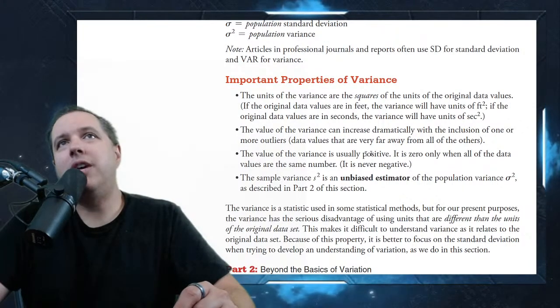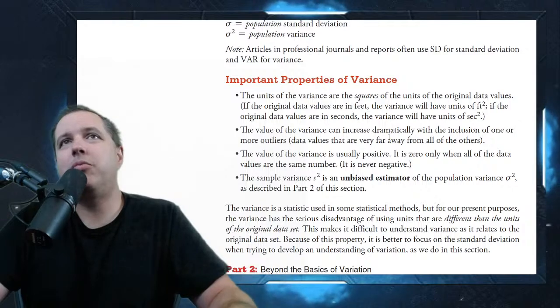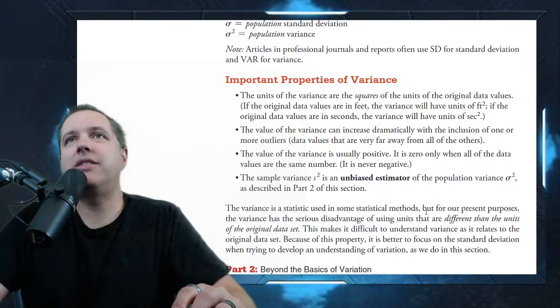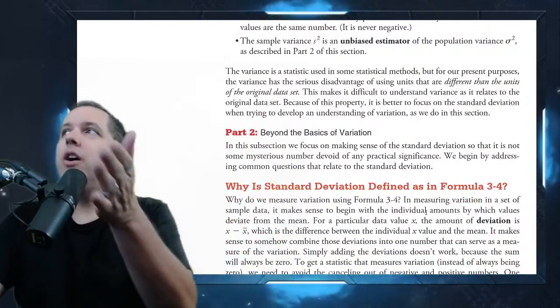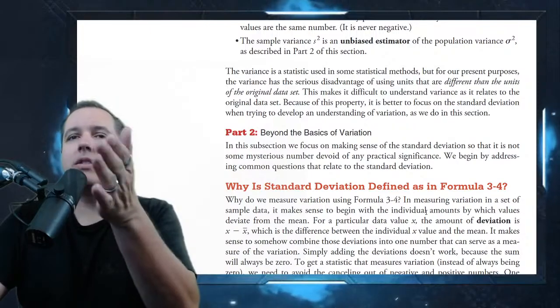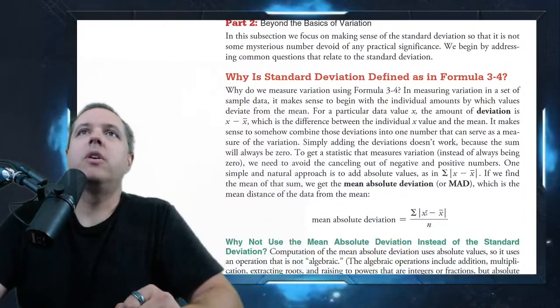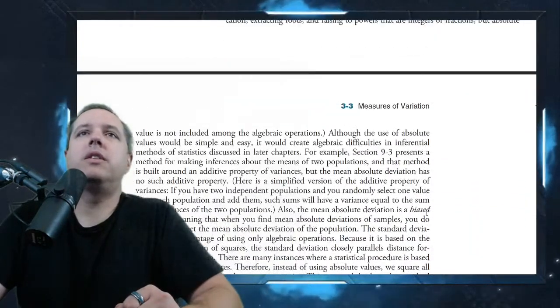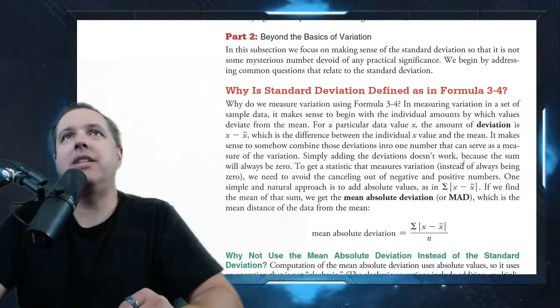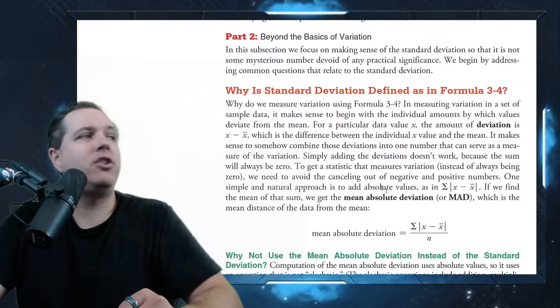The variance, you get different units. That's one of the problems, but it is an unbiased estimator, so it's a little more stable, right? Let's see. Then they go into other ways, like other versions of deviation that you can use.